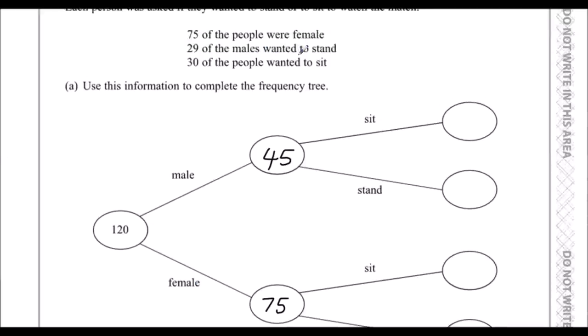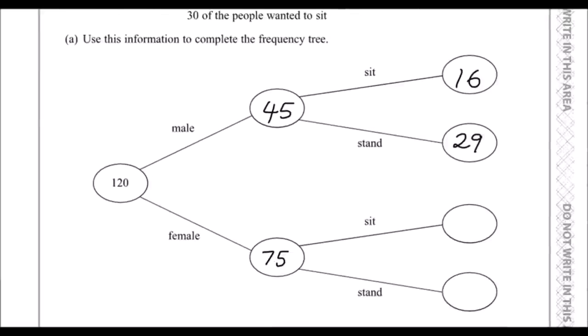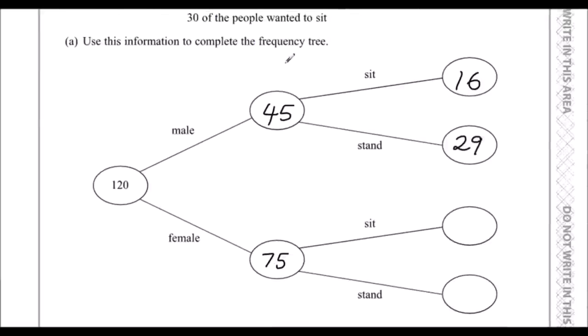29 of the males wanted to stand. So 29 standing. How many are sitting? What do we have to add on to 29 to get to 45? Add 1 to get to 30, and then 15 to get to 45. So 1 and 15, 16. 30 of the people wanted to sit. So we've already got 16. We need 14 more sitting. And then to complete the frequency tree, 14 plus what number equals 75? One more to get to 15, and then 60 more to get to 75. So 61 more.